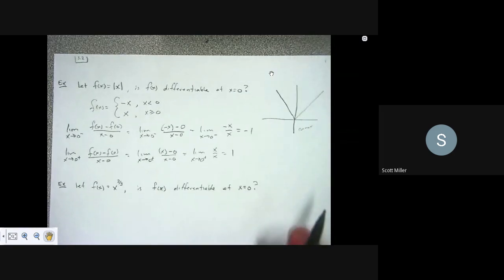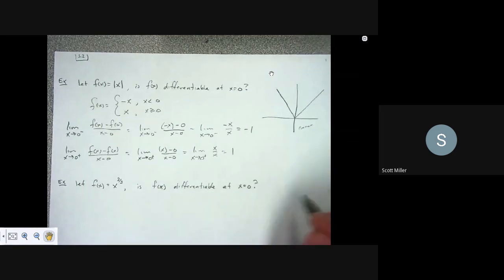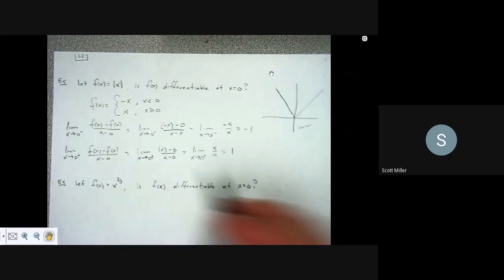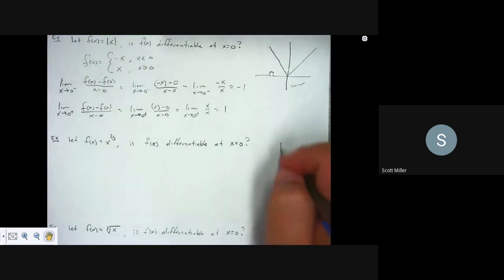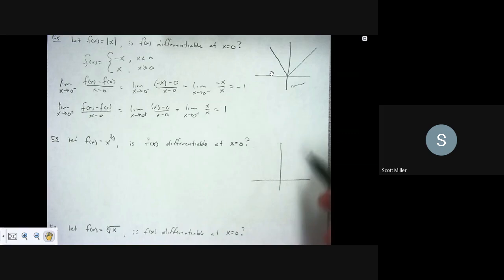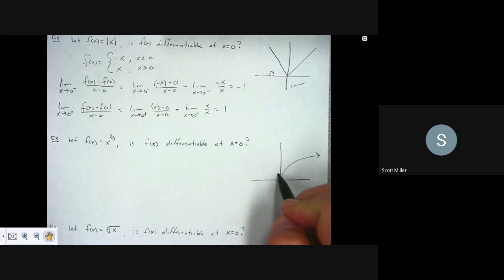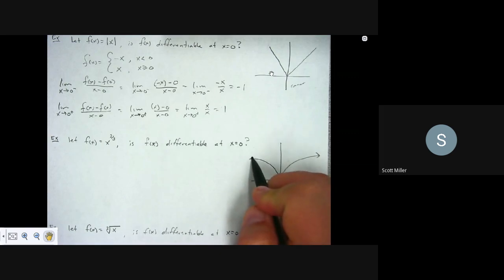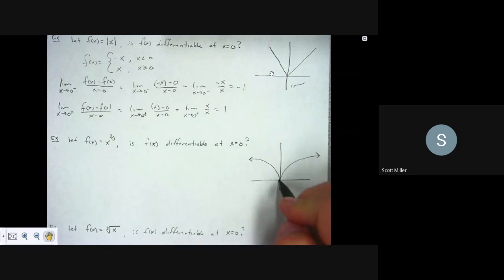Another example would be this one right here. If you graphed x to the 2/3 power, what does that look like? It looks like this. It'll come up like this, and it'll come up like this, and they meet right here at 0. This is called a cusp.